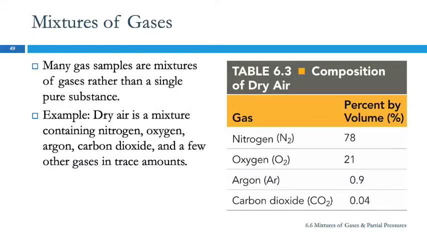Okay, mixtures of gases. A lot of gas samples are mixtures. They're not just a single gas, there's a bunch of different gases. Air is an example of a mixture of gases. So in air, 78% of the volume is occupied by nitrogen gas, 21% by oxygen, 0.9% by argon, 0.04% by carbon dioxide, and then there's other gases, but those are going to be even smaller percentages. These are not exact numbers, and they can vary a little bit, but to those sig figs, I think they're pretty accurate.